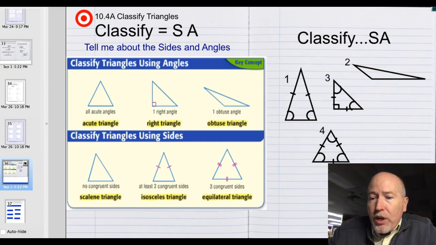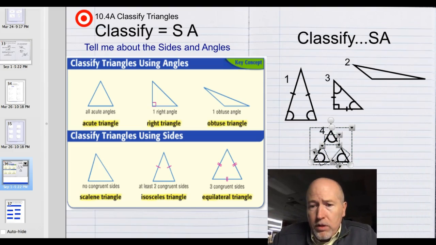And number 4 here, I don't think you can quite see it. Let me see if I can move it quick. Well, I'll just move me. Hey, there we go. This one here is an equilateral, and of course it's acute because in equilateral triangles, all angles are the same.